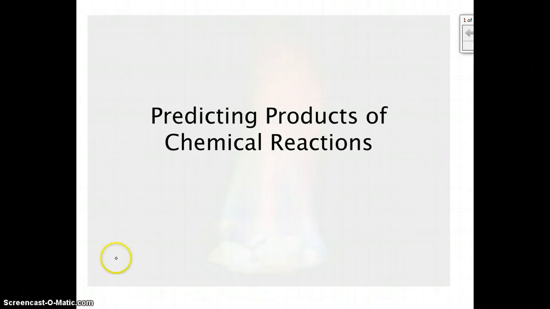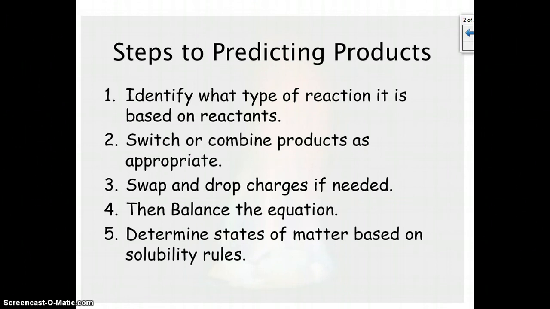All right, in this podcast, we're going to talk about predicting the products of chemical reactions. There are a few steps we can follow to help us do this. First, we want to identify what type of reaction we have based just on the reactants. Then we're going to switch, combine, break apart, whatever the reaction calls for, the products as appropriate. We'll swap and drop charges if needed. Then we'll balance the equation and use our solubility rules to determine the states of matter.